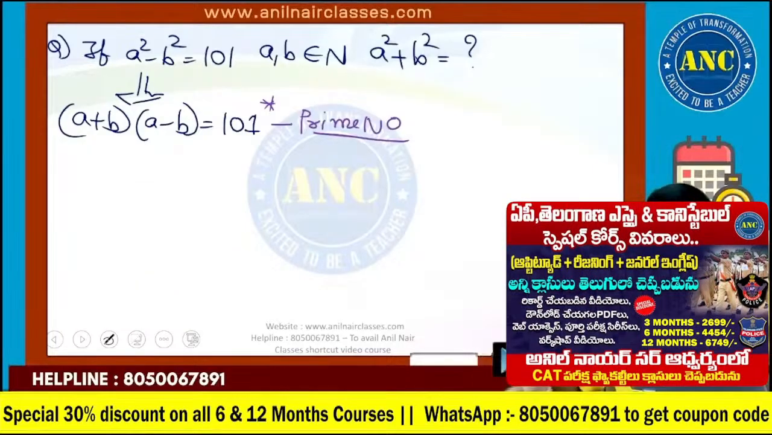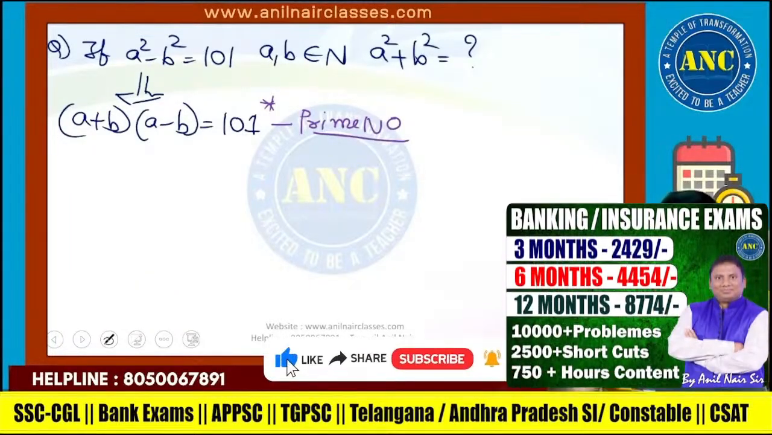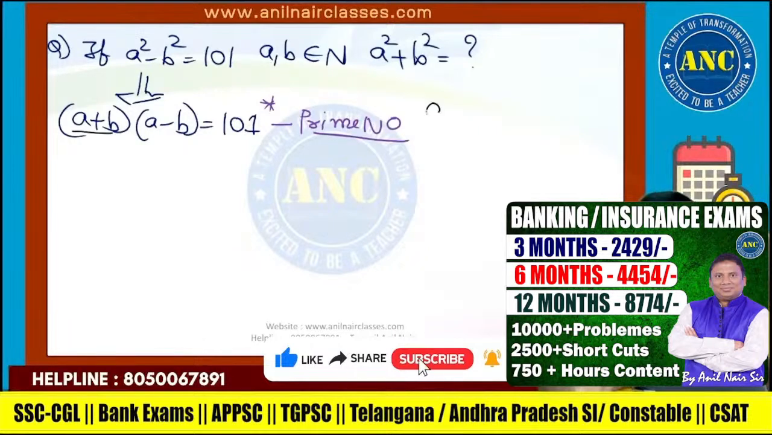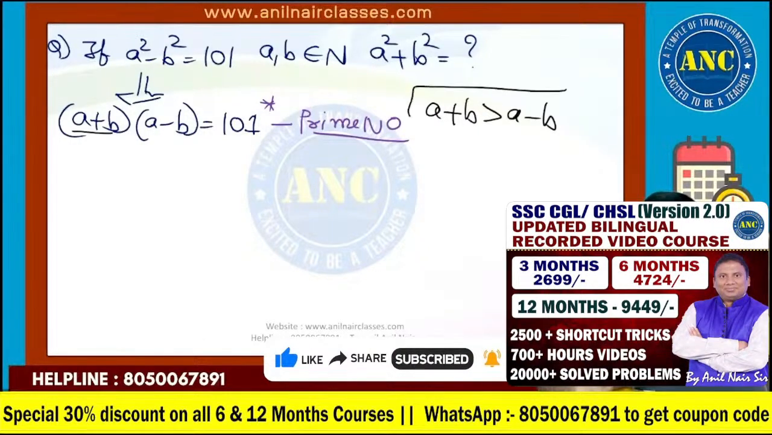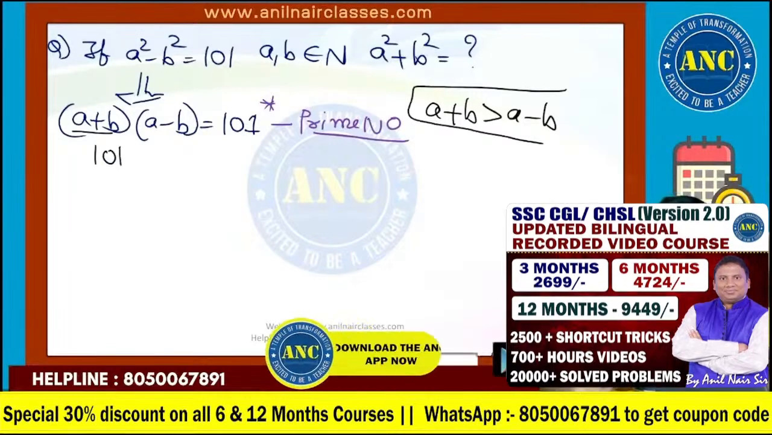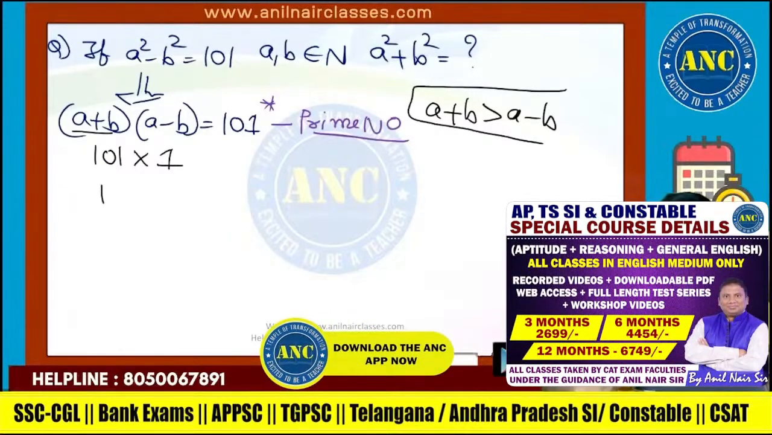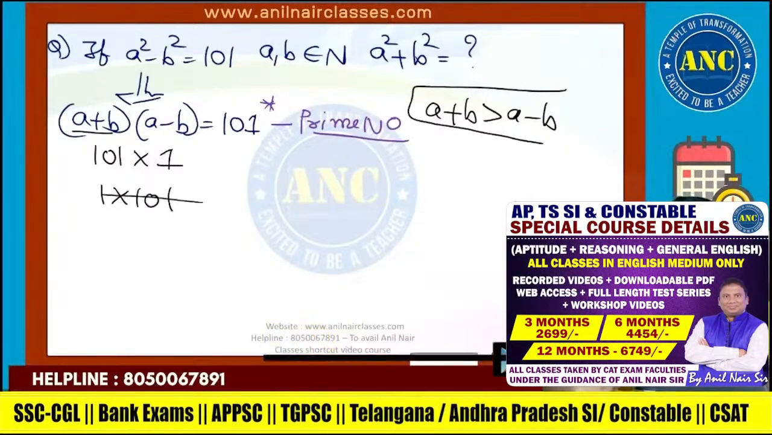A square minus b square is (a plus b) into (a minus b). See here, a and b are natural numbers. For two natural numbers, the sum is always greater than their difference. Am I right? So writing it as 101 into 1 is right. 1 into 101 is incorrect.